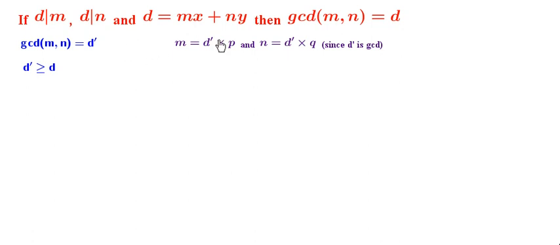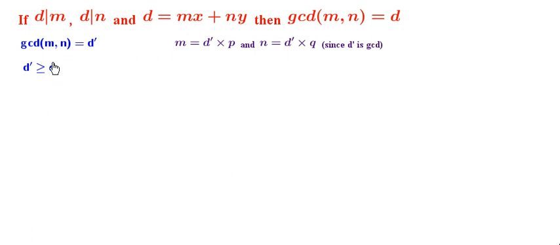So let's first prove this particular theorem. Let's assume that GCD is not D and GCD is some different number, let's say D dash. So that is our first assumption. GCD of M comma N is nothing but D dash. Now let's try to establish relation between D dash and D. If we can show that D dash is equal to D, then we are done.